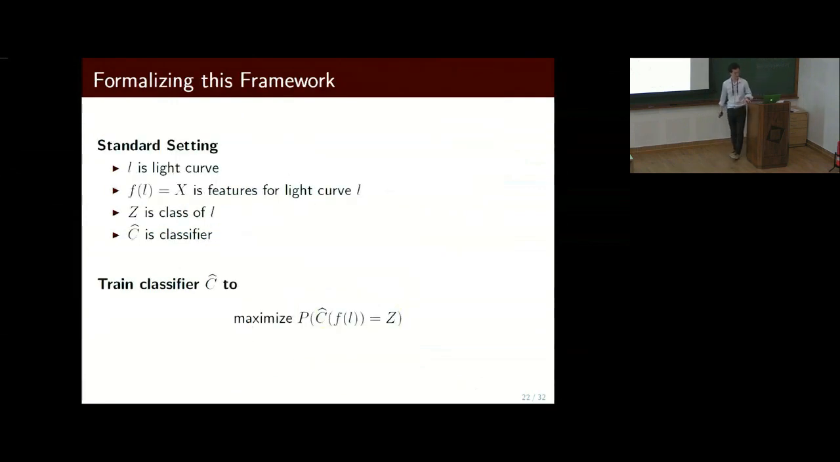So I think this is an interesting idea, and I'd just like to formalize this a little bit, because I don't think it's been studied so much in statistics, or at least I haven't seen it. So in the standard setting, we have a light curve L, and we have a function f, which maps light curves to features. So x here is going to be some vector of features for light curve L, so that could include things like periods and colors and so on. And associated with light curve L is some class z. And then c hat is our classifier, and when we're training our classifier, our goal is to maximize the probability of making a correct classification. So CART or random forest or whatever, it's finding the classifier c hat that maximizes accuracy. But this ignores any notion that this feature extraction step could have taken a long time.